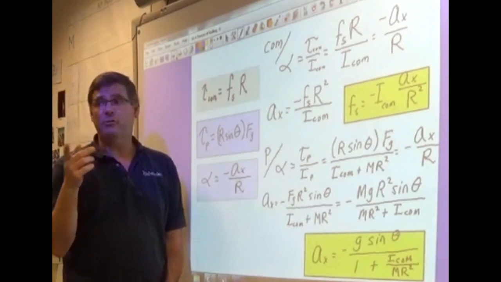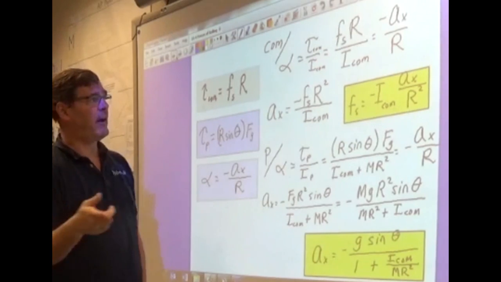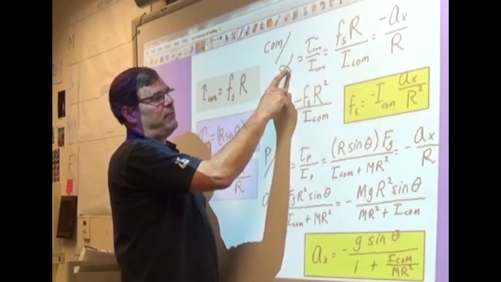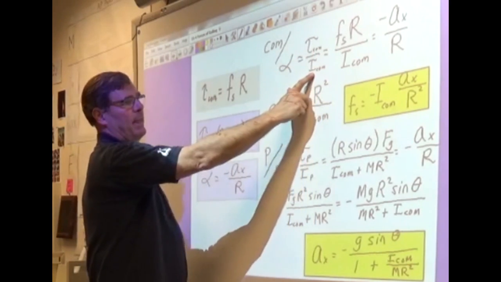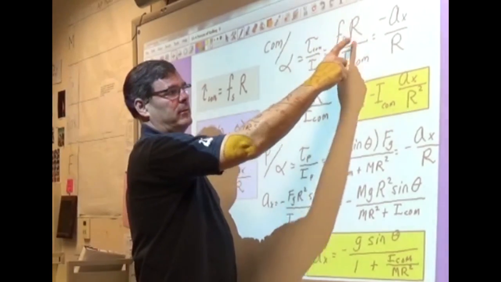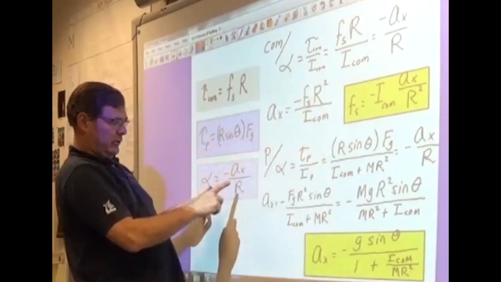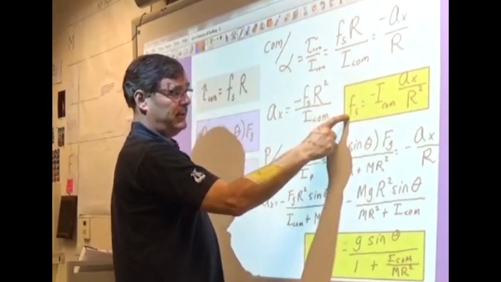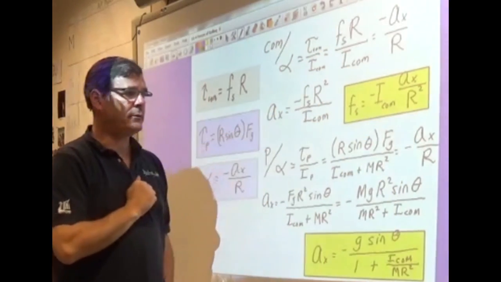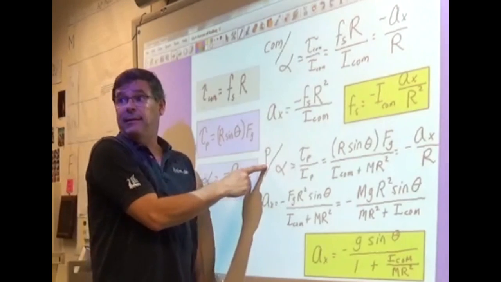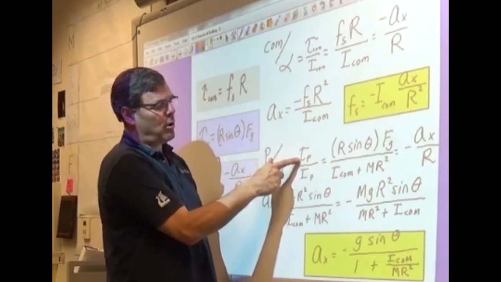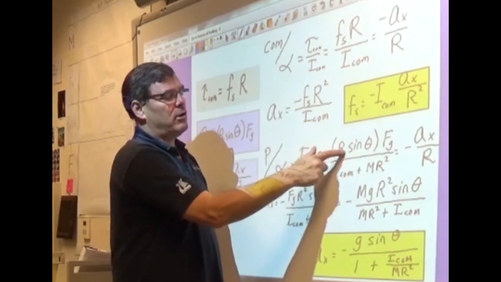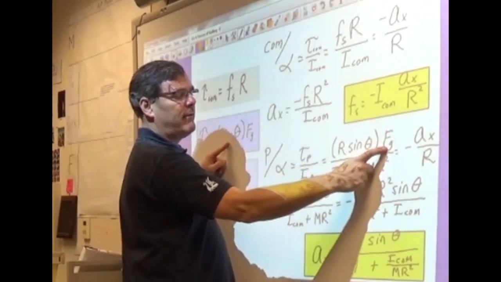We're going to use Newton's second law of rotational motion, torque is equal to I alpha. And first we're going to look at it about the center of mass. So rearranging the equation, alpha is equal to torque over moment of inertia. And the torque is the frictional force times the radius. I_COM is I_COM. And that equals negative a_x over R. And then I'm going to solve that equation for Fs. And this is what I come up with. Okay? And then I'm going to look at it about point P now. And now my alpha is torque over moment of inertia, both about point P. Torque we showed was right here, R sine theta times the force of gravity, the weight.